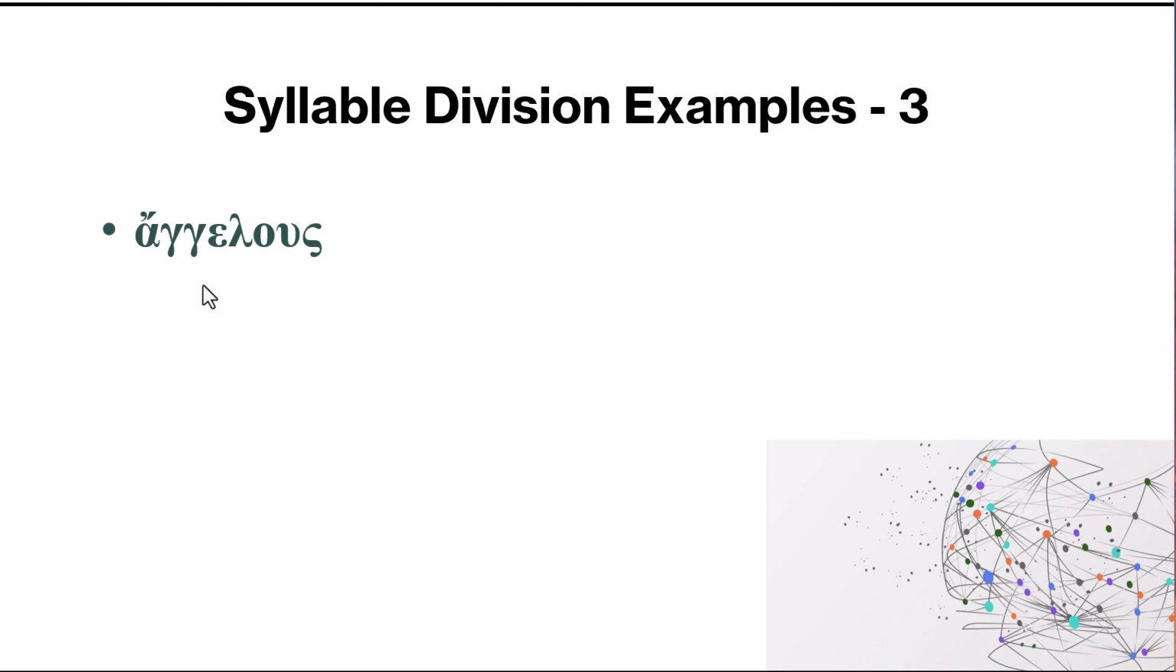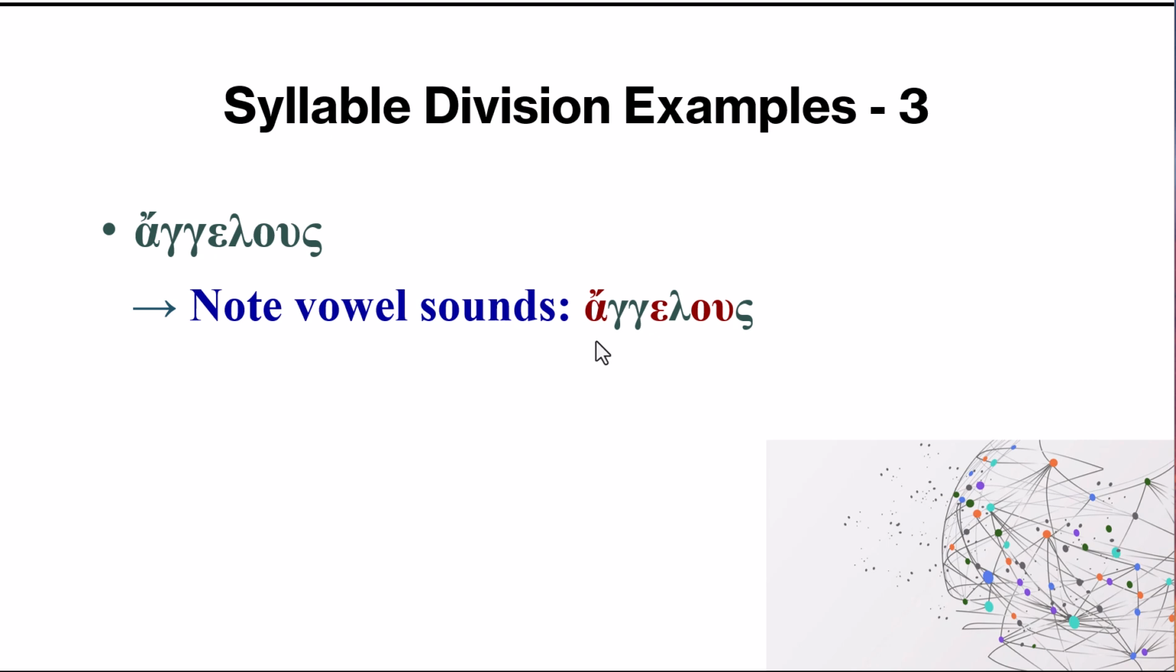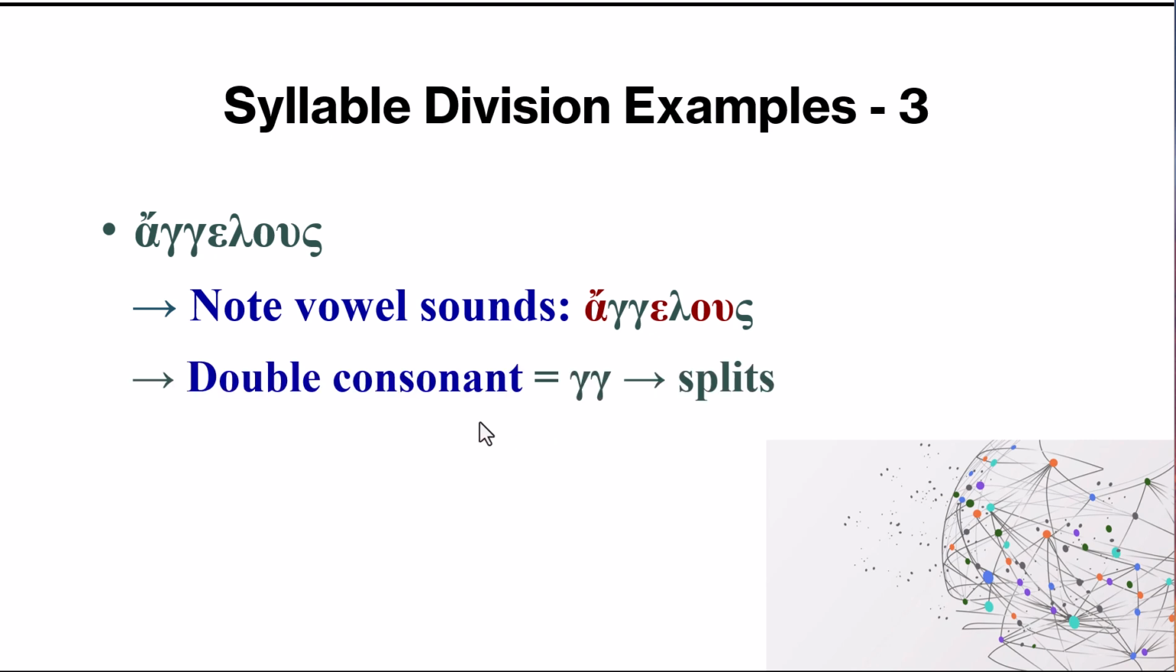Another example is angelus. We note the vowels, the alpha at the beginning, the epsilon, and then the omicron upsilon. That's a diphthong. So three vowel sounds, three syllables. We have a double consonant. We have this gamma gamma, so it's going to split between them. So we can say ang. Gamma gamma pronounces like an ng, like ang. Ang ge loose.